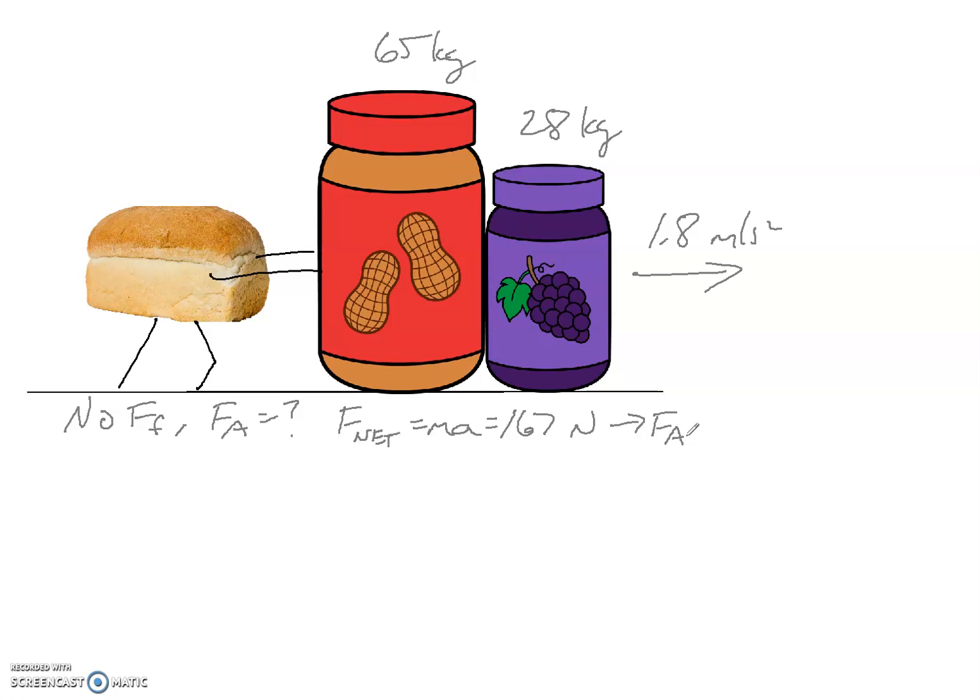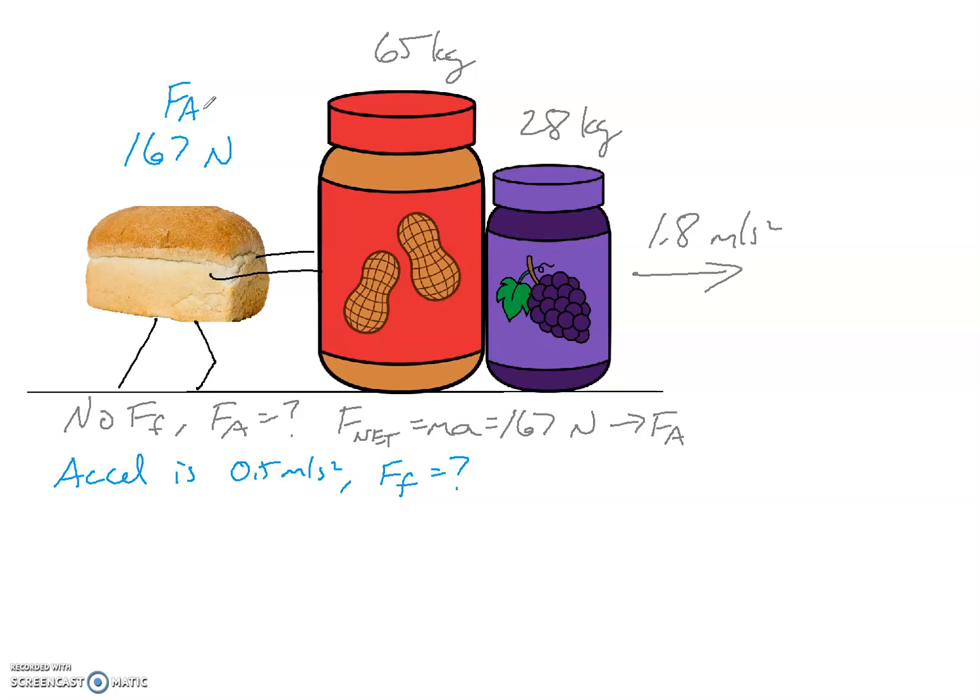So now we said that the acceleration is only 0.5 meters per second squared. So what is the force of friction? Well, the applied force is still 167. So he's pushing with 167 newtons. That is my applied force.